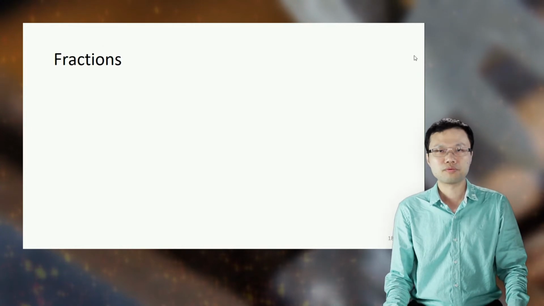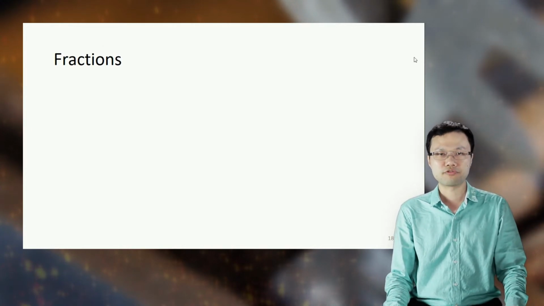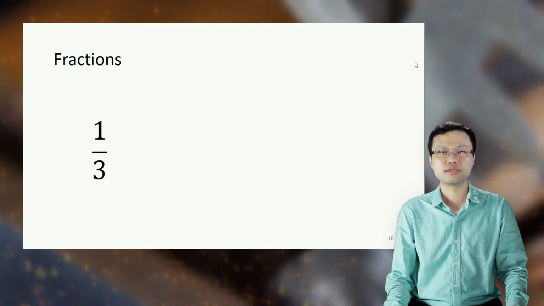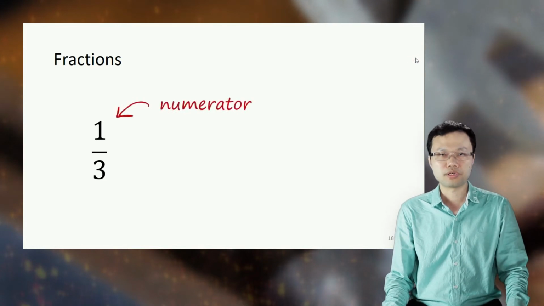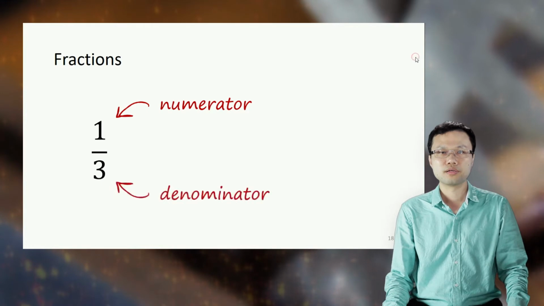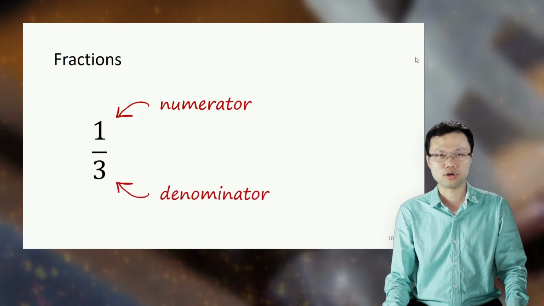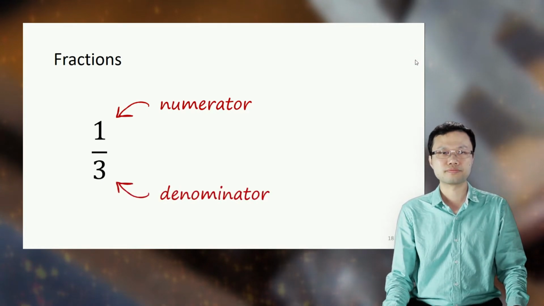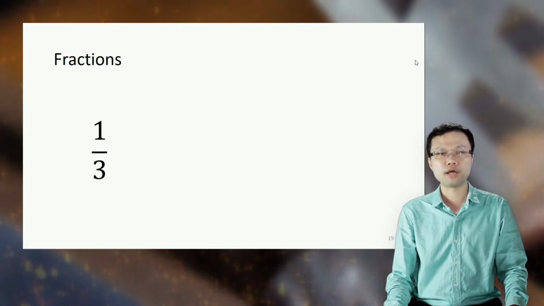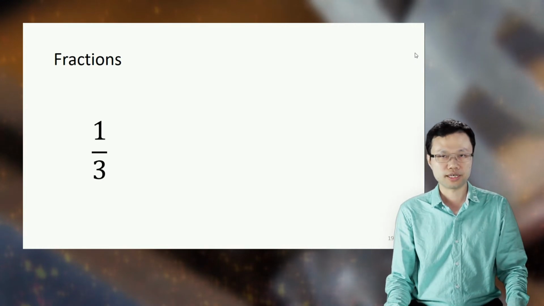The next topic we're going to deal with is fractions. A fraction, like this one, is made of two components. The number on the top is called the numerator. The number at the bottom is called the denominator. We all know this number expresses 1 divided by 3. But how to read a fraction like this?